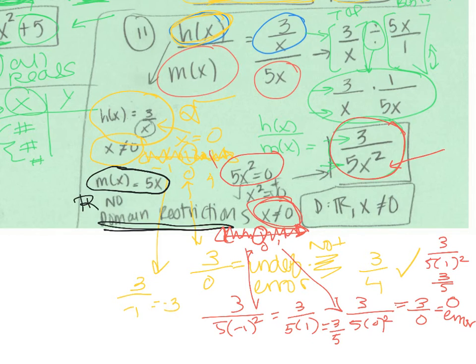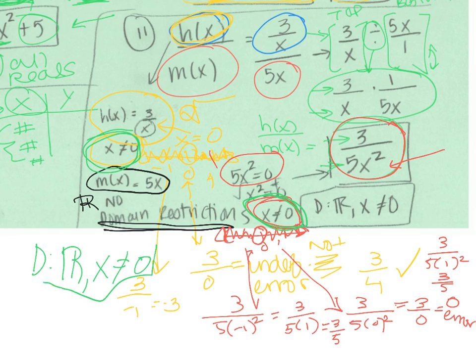So when you're stating the domain for the entire problem, you need to consider all restrictions that ever popped up. So the restrictions were x can't be 0 here, x can't be 0 here. So the domain, we say, is all numbers, just x cannot be 0. When you're stating the domain, you have to make sure for your final answer you state any restrictions that happen along the way.